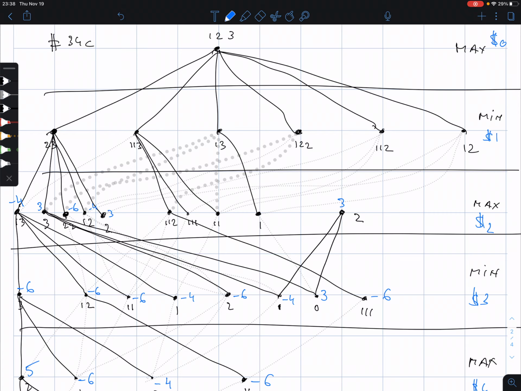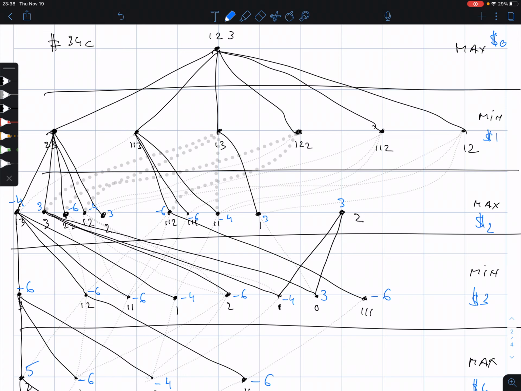The 1, 1, 2, it has children. This child has negative 6, this child has negative 6, and this child has also negative 6. So that's not a good thing. That is negative 6. The 1, 1, 1, it has only one child, which has value negative 6. The 1, 1 has only one child, value negative 4. The 1 has one child, that is a value 3, right? And yeah, that was already taken care of.